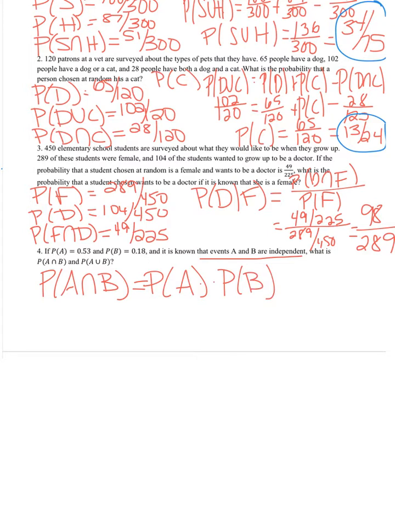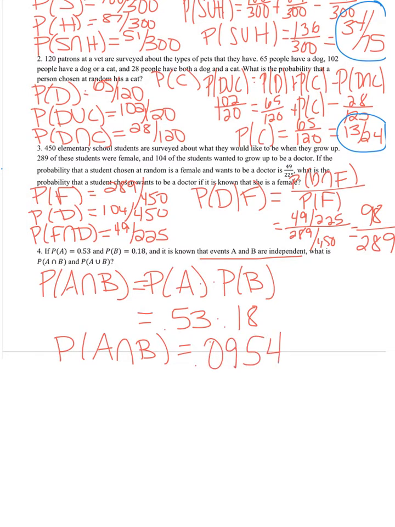So I'm looking for that intersection. So here I can do 0.53 times 0.18, and I get the probability of both is equal to 0.0954.